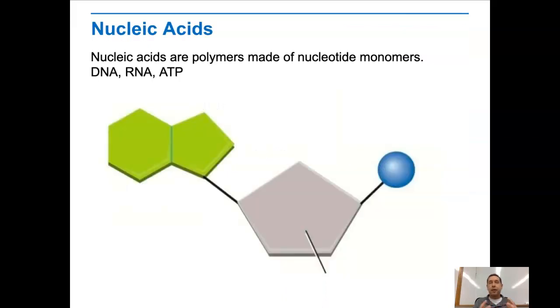Another type of carbon compound are the nucleic acids. Nucleic acids are polymers made up of nucleotides. You can see a picture of a nucleotide here. DNA, RNA, and ATP are examples of nucleic acids. They're all basically made up of a sugar, which is the gray symbol there, a phosphate group, which is the blue circle, and some type of nitrogen base, which is the green symbol there. So you get your 5-carbon sugar, your phosphate group, and your nitrogenous base.